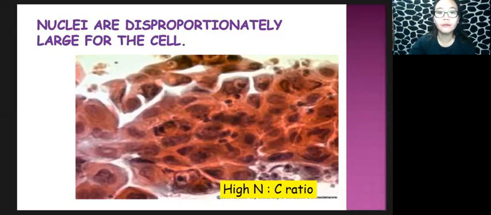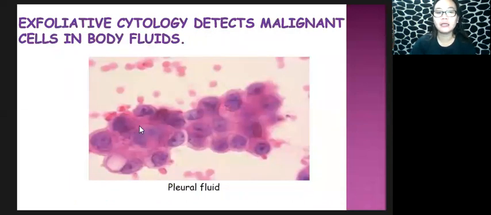All right. So we have here malignant cells present in your body fluids. As you can see, they have a very large nucleus. They also exhibit pleomorphism because of the differences in the cell shape and the cell size.